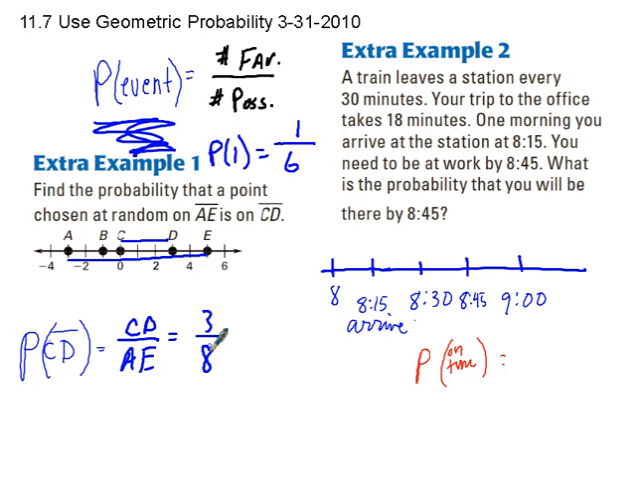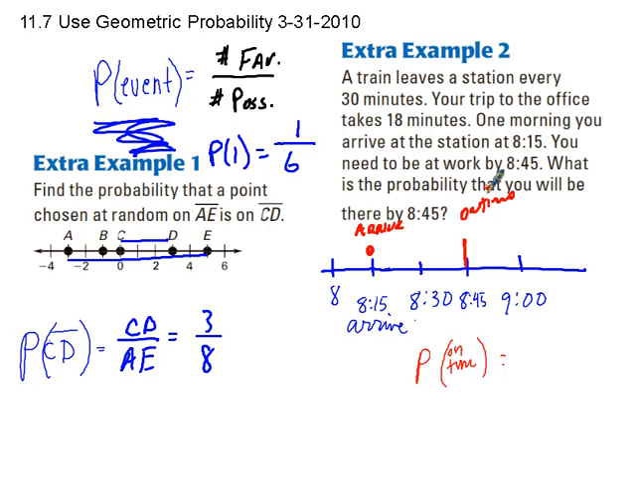One morning you arrive at the train station at 8:15. So I'm arriving at the station at 8:15. Here I am, 8:15. I just arrived. You need to be at work at 8:45. Need to be here. This is on time. So, what is the probability that you will be there by 8:45?